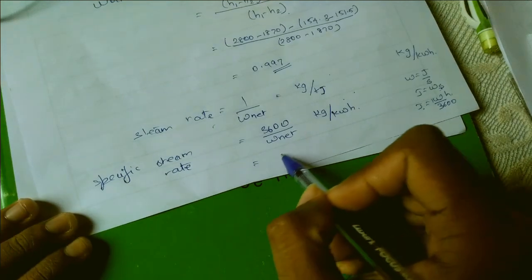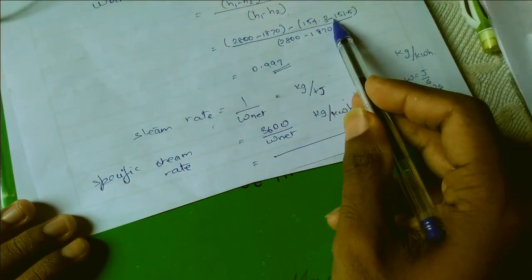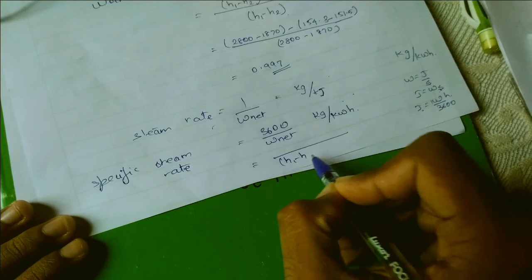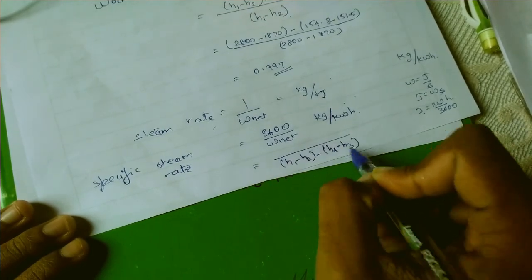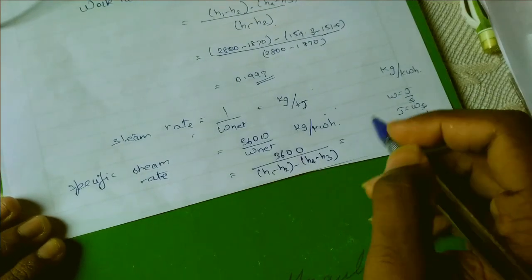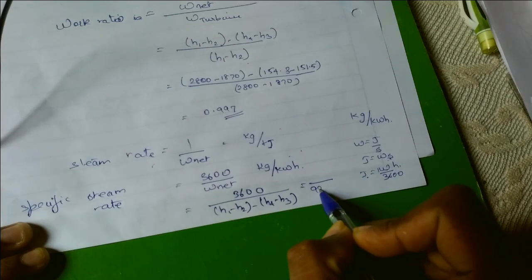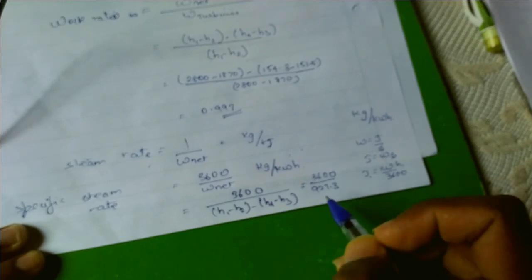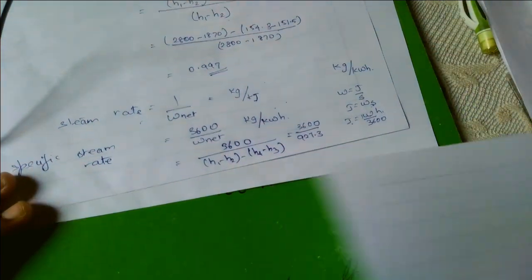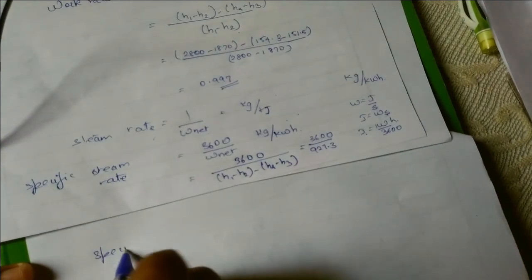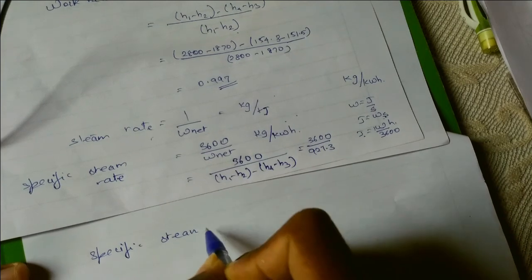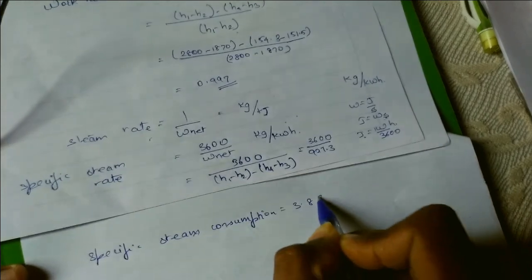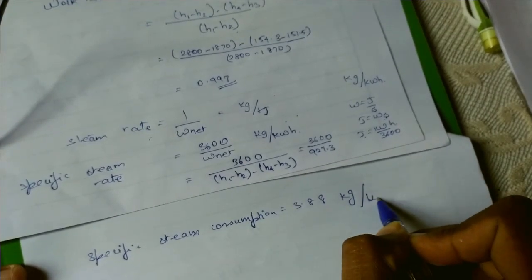Now W net, you know how to substitute. The whole W net, you substitute over here, H1 minus H2 minus H4 minus H3, and 3600, and this I'm getting around 2927.3, and this is 3600. So if you do the math over here, you get the value of specific steam consumption to be equal to 3.88 kgs per kilowatt hour.